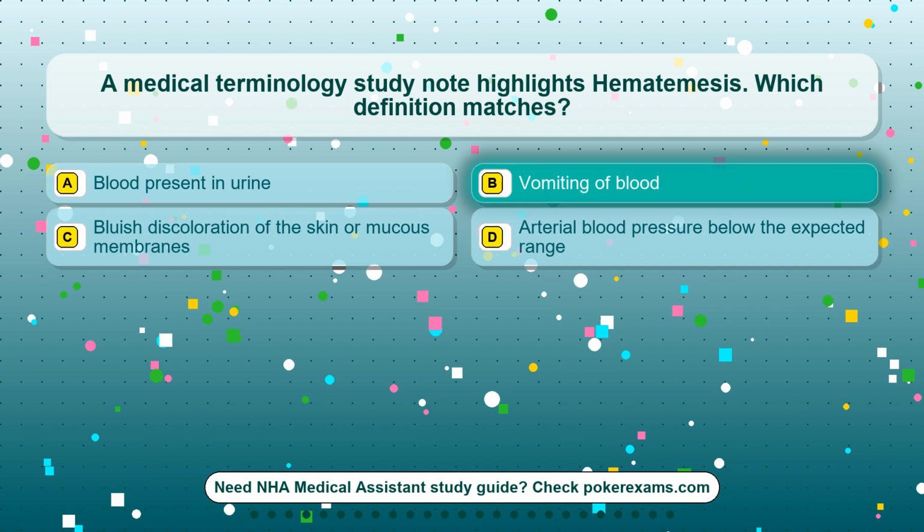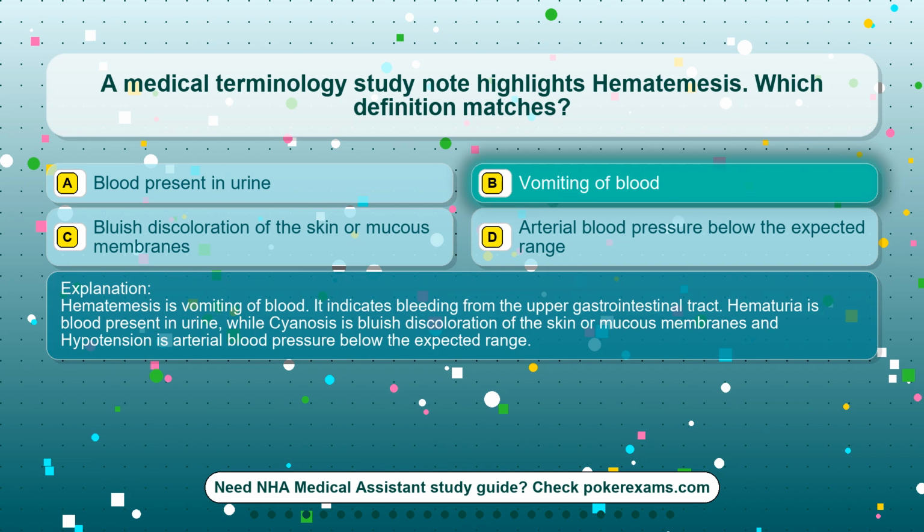The correct answer is option B. Vomiting of blood. Hematemesis is vomiting of blood. It indicates bleeding from the upper gastrointestinal tract. Hematuria is blood present in urine, while cyanosis is bluish discoloration of the skin or mucous membranes, and hypotension is arterial blood pressure below the expected range.